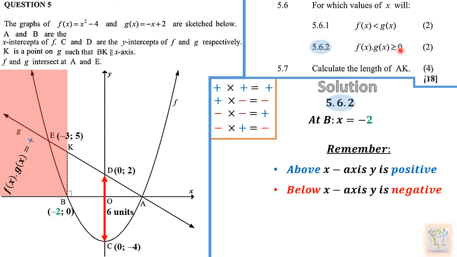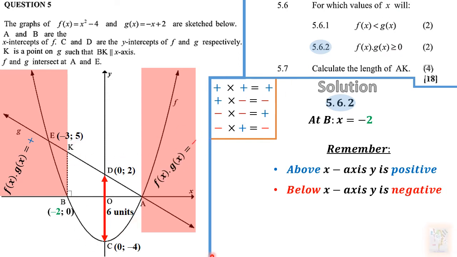Because positive means it's greater than 0. Now you check this region. F of x is above, it means it's positive. But g of x is below the x-axis, it means it's negative. Our answer will be negative. So this would be valid if it was less than. But now because it's greater than, this region doesn't give us a solution. Now we are left with this region in between. Here f of x multiplied by g of x will give us a negative answer, which is not a solution. But here, when you multiply them, they give you greater than 0, which is a solution.